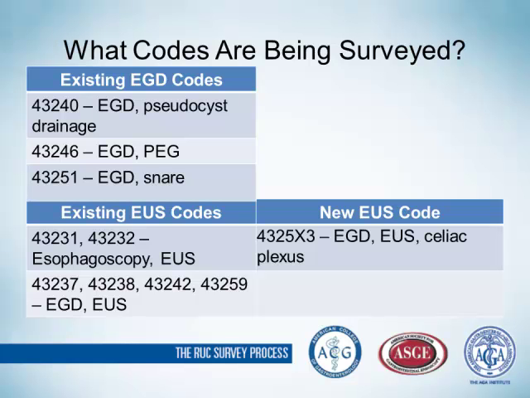The existing EUS codes are 43231, esophagoscopy with EUS, and 43232, esophagoscopy, EUS, and fine needle aspiration. Code 43237, EGD with EUS limited to the esophagus, 43238, EGD, EUS limited to the esophagus and FNA, 43259, EGD with EUS, and 43242, EGD with EUS and FNA are being surveyed. In addition, there is a new EUS code 43225X3, EGD, EUS, and celiac plexus.